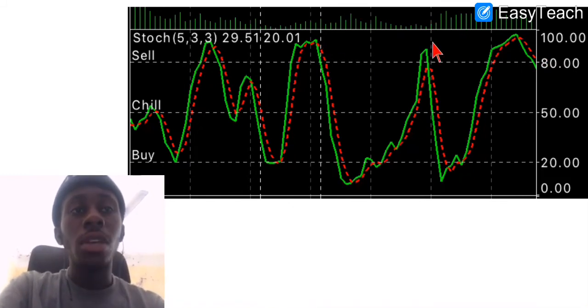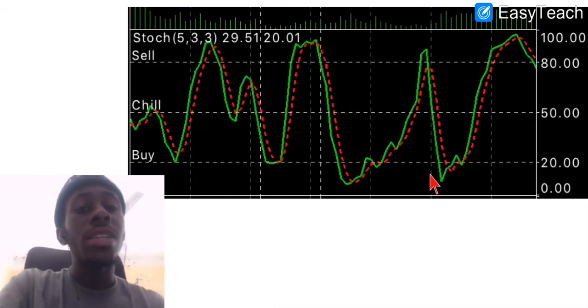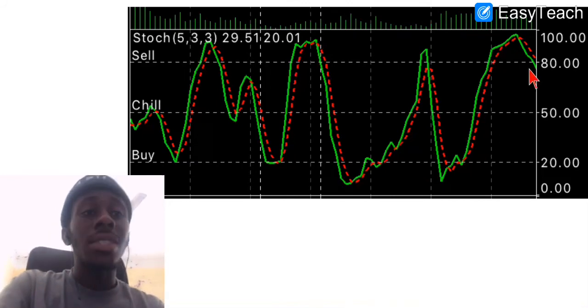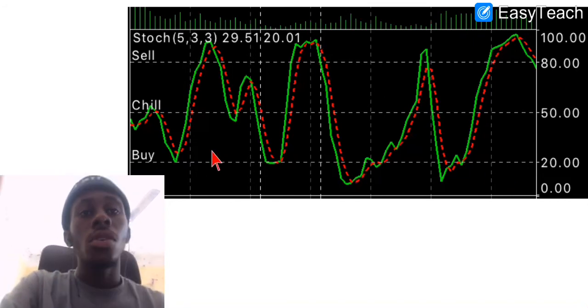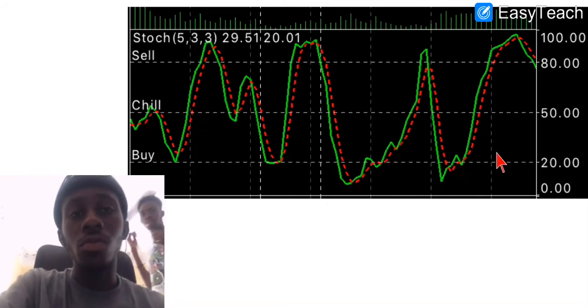If the line goes above 80, we say it is what? Overbought. If the line goes below 20, we say it is what? Oversold. When it goes above 80, we say it's overbought. When it goes below 20, we say it is oversold. So anytime you are trading, check the overbought region and the oversold region.